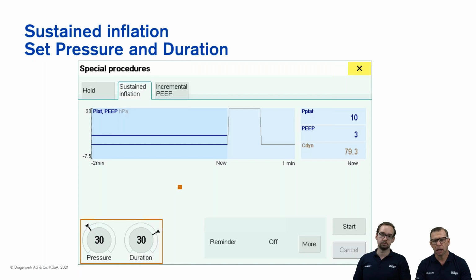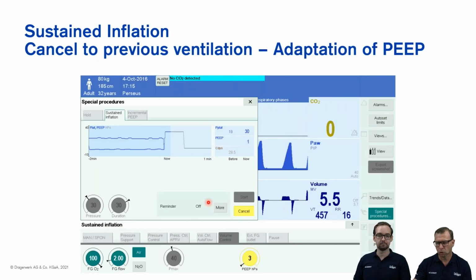So how do we set the pressure and the duration on a modern anaesthesia device to be able to deliver a bag squeeze? It's pretty simple. On the Dräger device, you go to the Procedures tab, you set your 30 at 30, and you press Start. So here's where you choose your pressure and you choose your duration in seconds. You can set a reminder to do it again an hour or 2 hours into the future, and you hit the Start button, and then away you go. Of course, if you need to cancel at any time, you can.